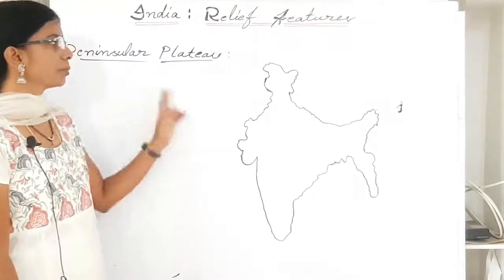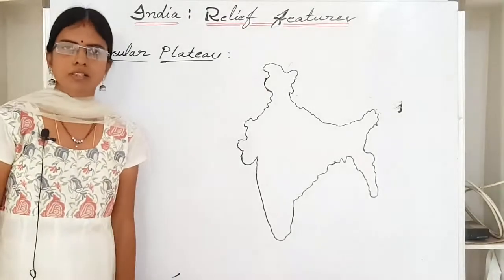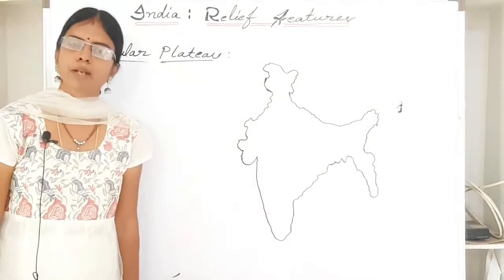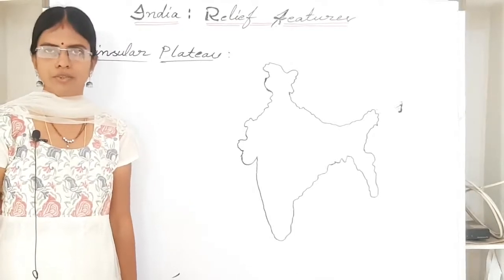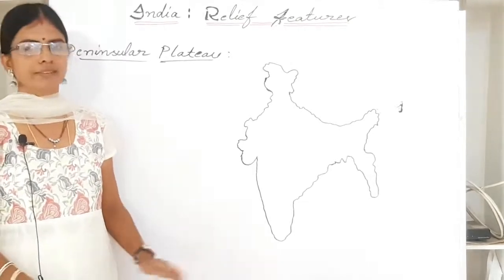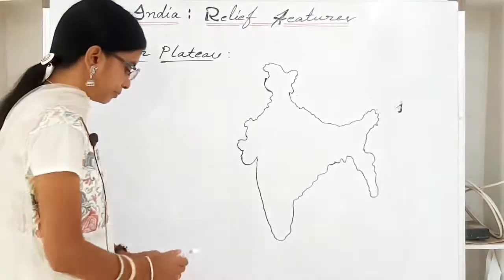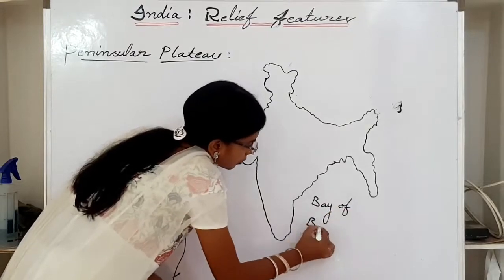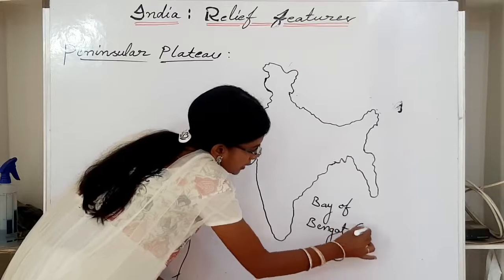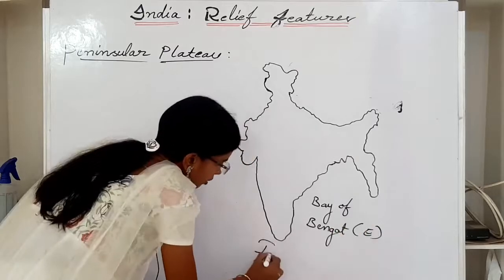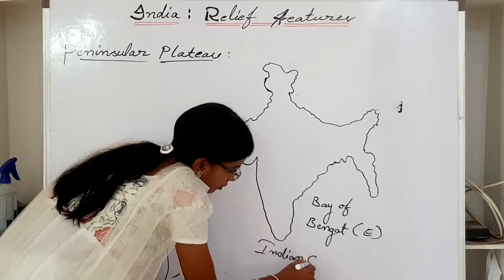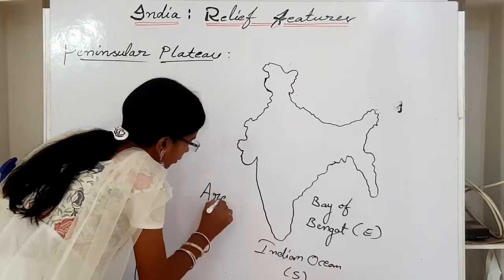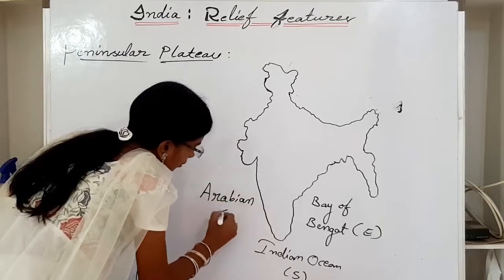Let us know about the peninsular plateau. Peninsula means a land mass which is surrounded by water on three sides. Our Indian plateau is also known as the peninsular plateau because it is surrounded by oceans on three sides. Here, the Bay of Bengal is on the eastern side, the Indian Ocean on the southern side and the Arabian Sea on the western side.